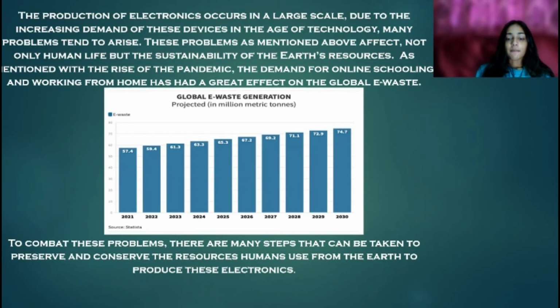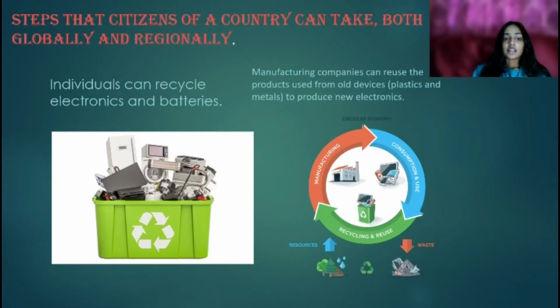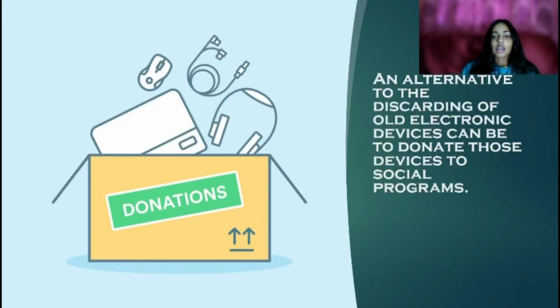To combat these problems, there are many steps that can be taken in order to preserve and conserve the resources humans use from the earth to produce these electronics. A global initiative: on a global scale, individuals can purchase environmentally friendly electronics. The Electronic Product Environmental Assessment Tool certifies these products by looking at features such as product longevity, energy conservation, and much more. Individuals can recycle electronics and batteries, and manufacturing companies can reuse the materials of old devices like plastics and metals to produce new electronics. An alternative to discarding old electronic devices can be to donate those devices to social programs.